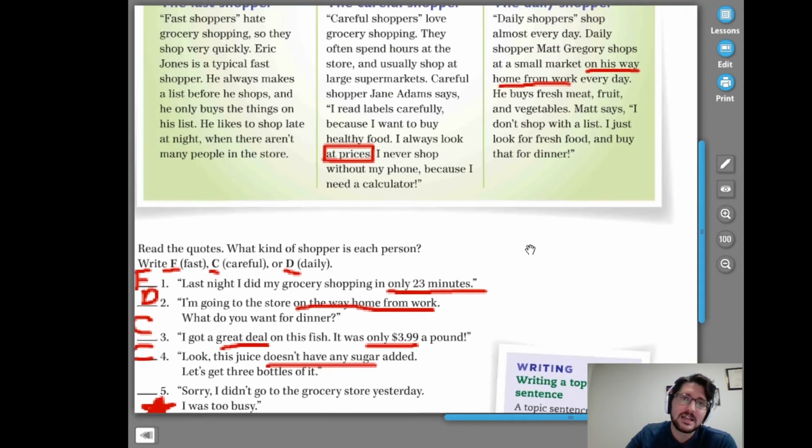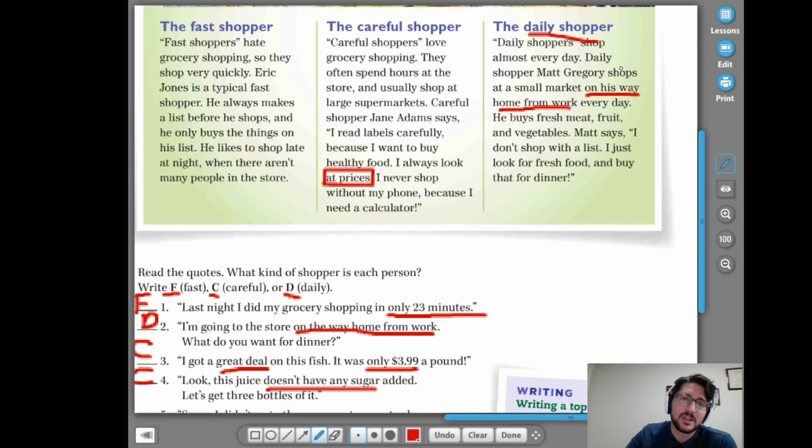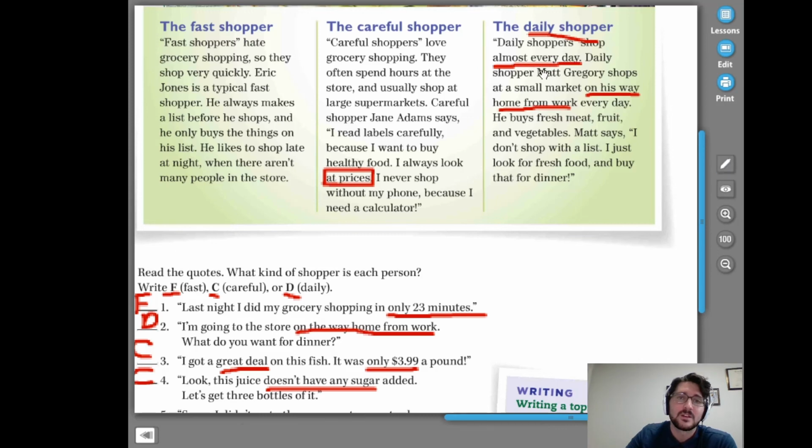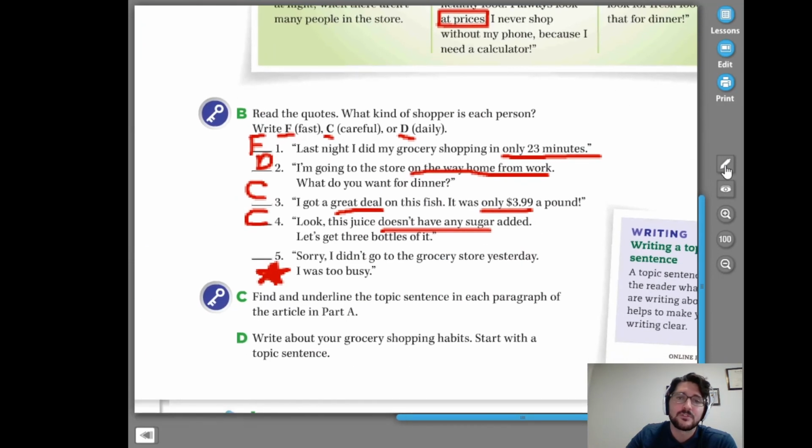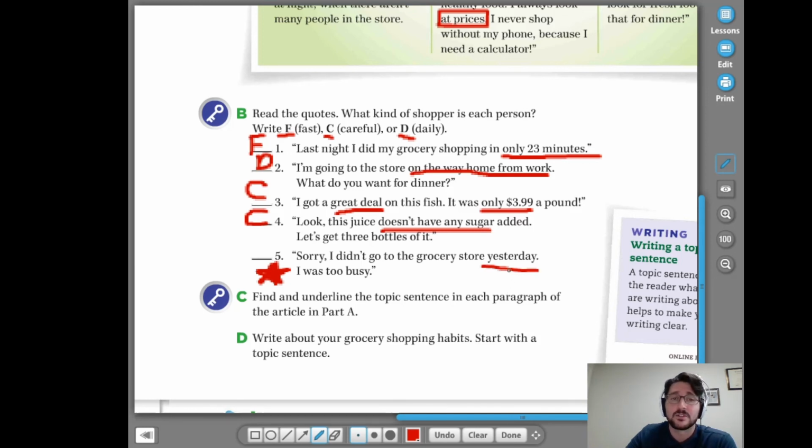Probably the daily shopper. Because he says he shops almost every day. Almost every day. But only yesterday he couldn't go. It's too busy, so probably number 5 is D. But I don't really like that one. It could also be maybe the fast shopper, or it could be the careful shopper actually. So I don't really like this one, but the book, I think the best choice is the daily shopper.